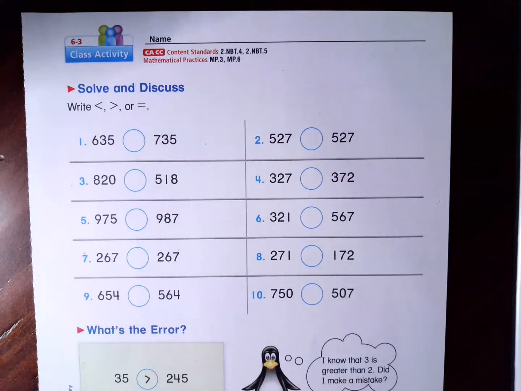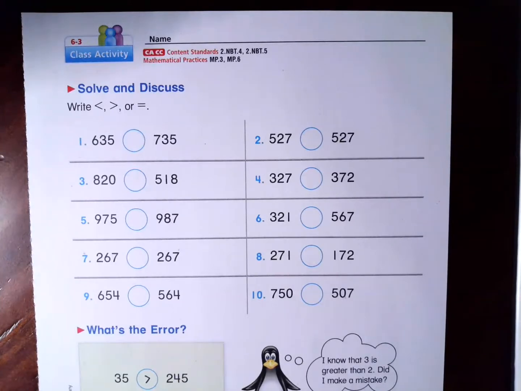Please make sure that you watch the Brain Pop video called Comparing Numbers in Canvas. It is a review. We've watched it before, but I want you just to make sure that you get a good review and you are ready to take on this lesson. So if you did not watch the Brain Pop yet, please pause the video and go do that now.